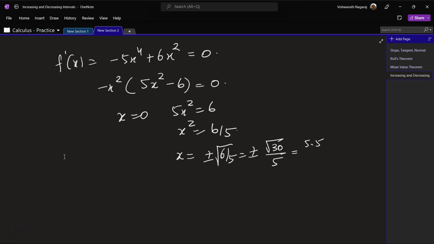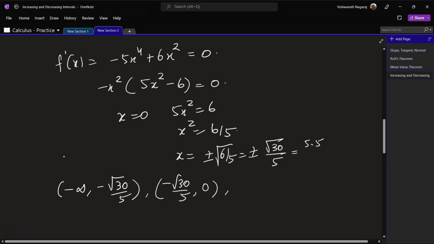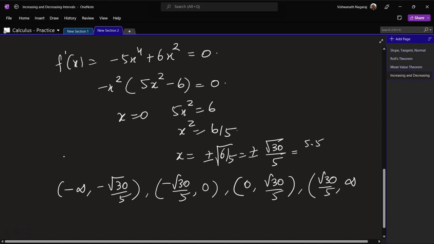Okay, so our intervals are going to be minus infinity to minus root 30 by 5. For intervals we use exact values. Then from minus root 30 by 5 to 0, from 0 to root 30 by 5, and from root 30 by 5 to infinity.